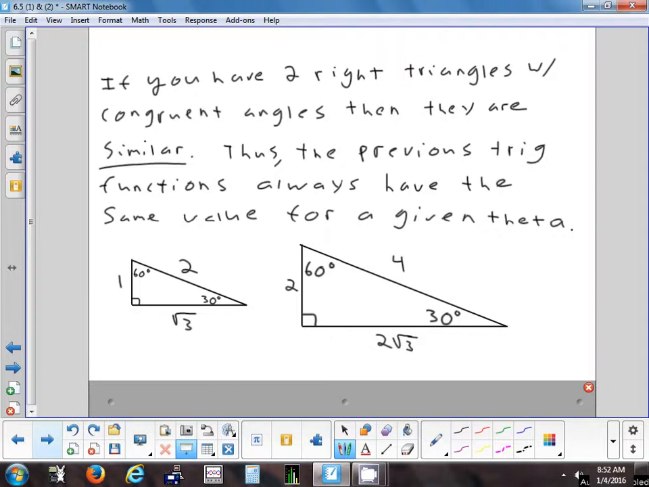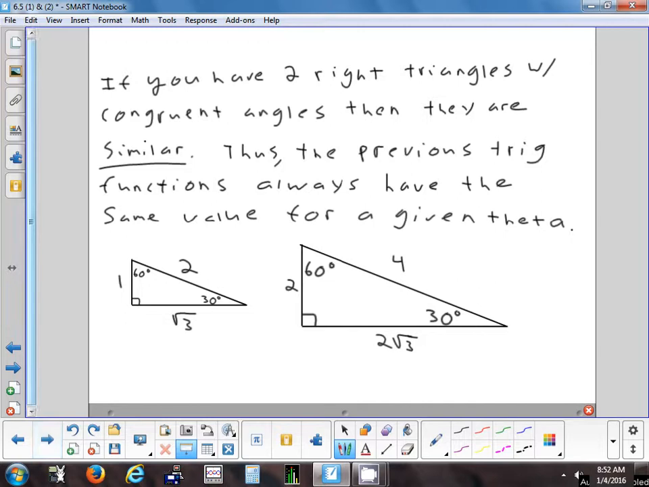These are called similar triangles. Okay, remember, similar means that one is an enlargement or reduction of the other. Right, so let's try. Let's find the sine of 30 here, see what we get. Then we'll find the sine of 30 over there, and I'll show you they come out the same. So Tyler, what's sine again?